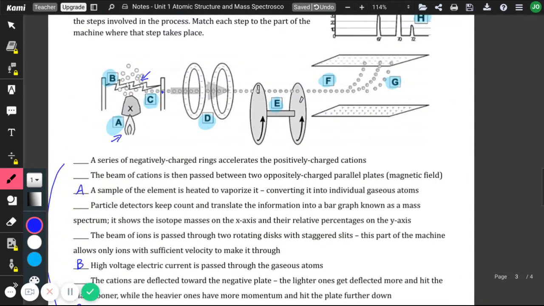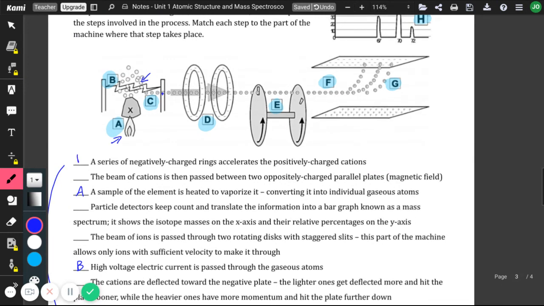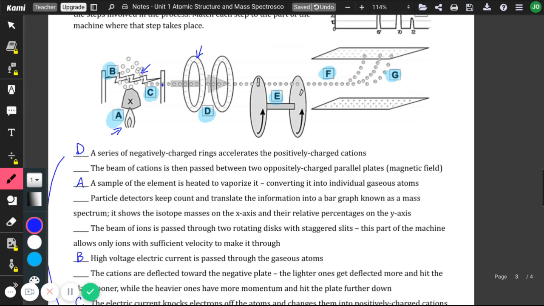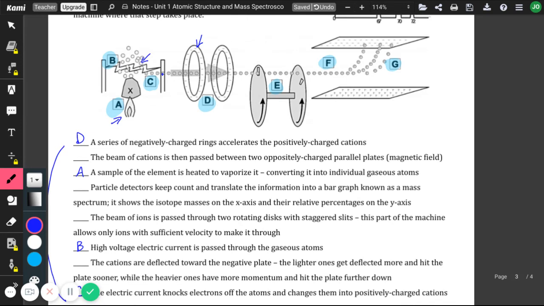Next, all those positively charged atoms are going to be accelerated through this negatively charged ring. Okay, so we're going to take those cations and push them through, and they're going to run through these negatively charged rings, and it's going to accelerate them. It's going to make them move faster. So it's going to push those cations through.